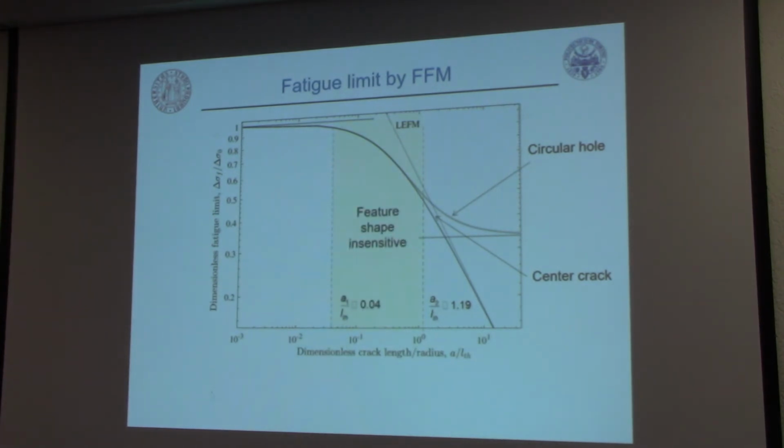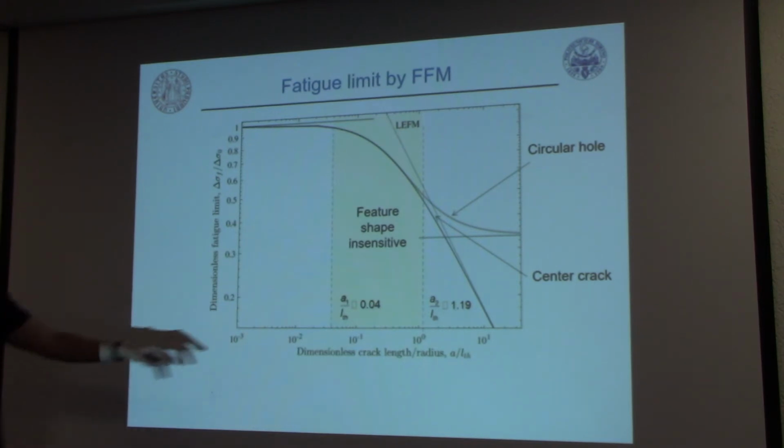In the second region here, we say that the structure is shape insensitive. I mean, the strength is affected by the presence of a defect, but basically regardless of its shape. So basically a notch can be treated as a crack of the same size. And again, this value was estimated according to finite fracture mechanics by considering an engineering tolerance of 5%.